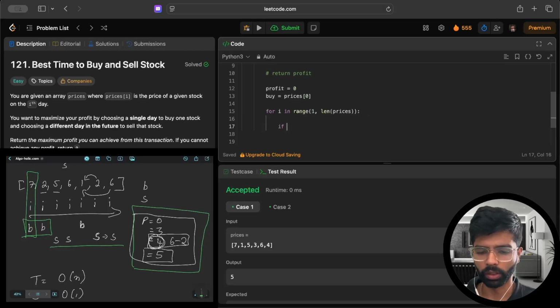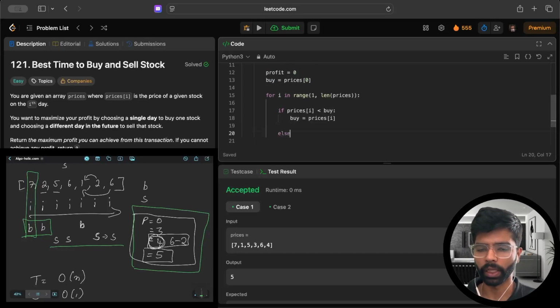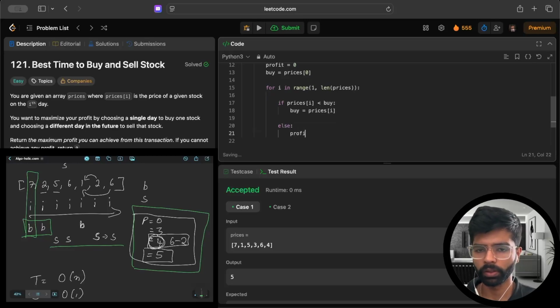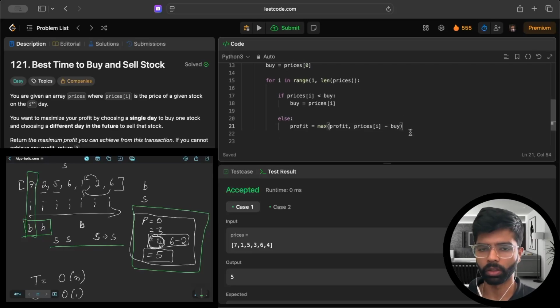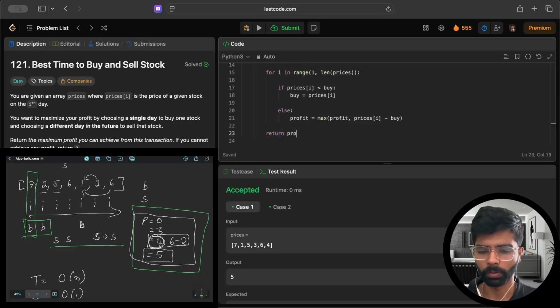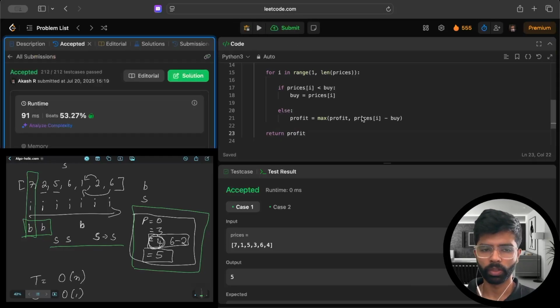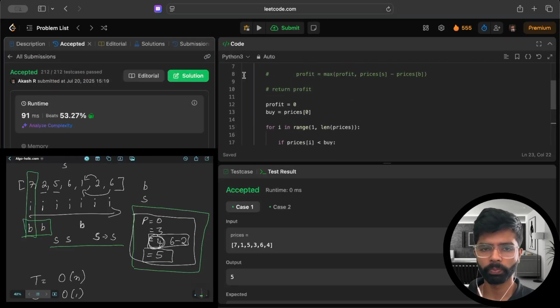So if the current value that we encountered is less than what we previously paid to buy the stock, we change the buy price. Else we calculate the profit. So profit is the max of the existing profit up until now and the profit from the current transaction, which is price at I minus what we paid for the stock. We just return the profit. Yep, works. This is the most optimal solution.